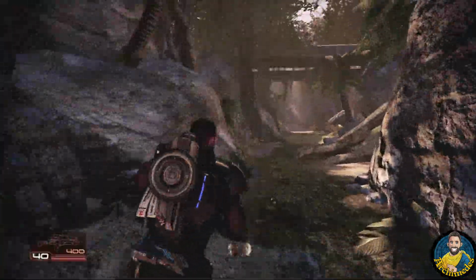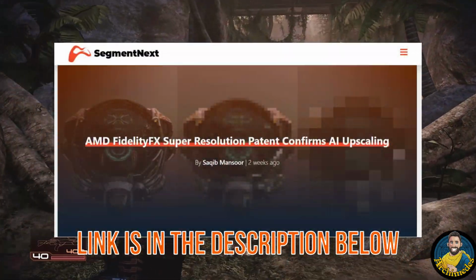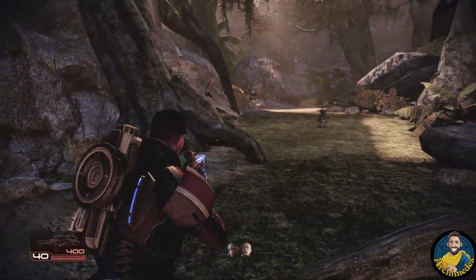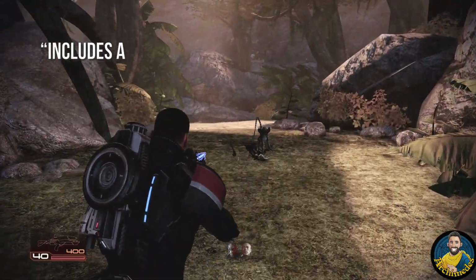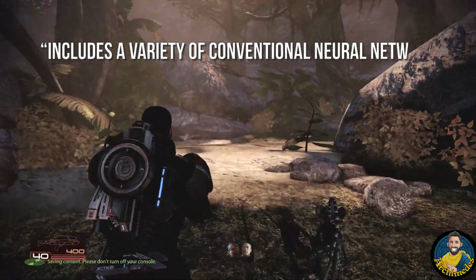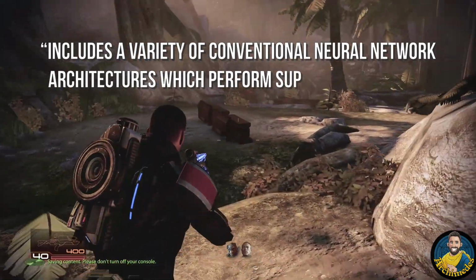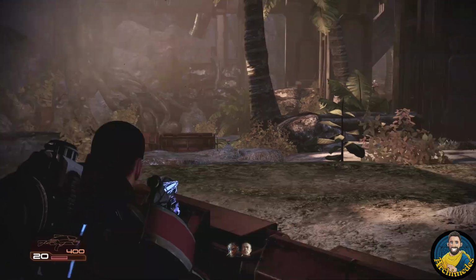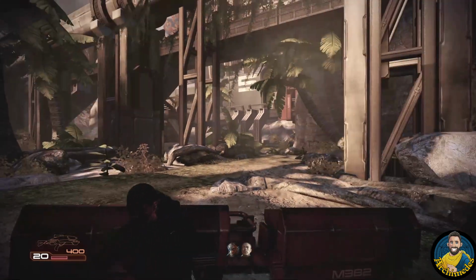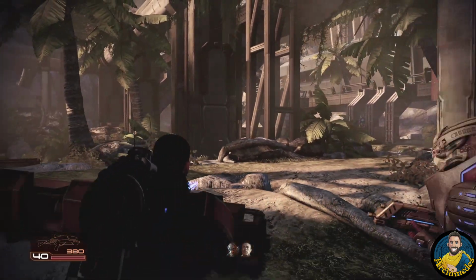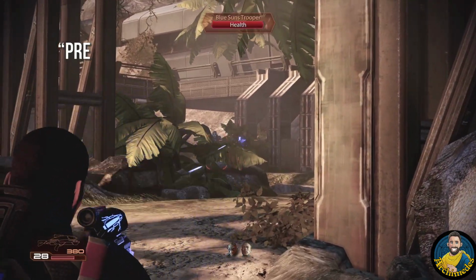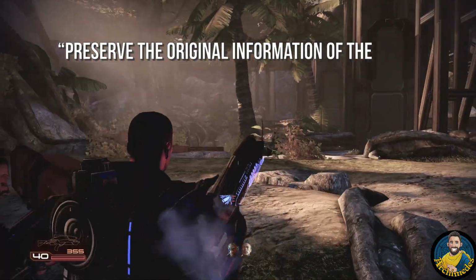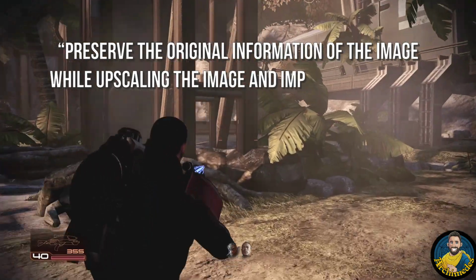Now recently a patent was published from AMD that suggests that AMD Fidelity FX Superresolution includes a variety of conventional neural network architectures which perform super resolution by upscaling images using linear functions. In other words, super resolution can use an AI-based upscaling, and with that super resolution is able to preserve the original information of the image while upscaling the image and improving fidelity.